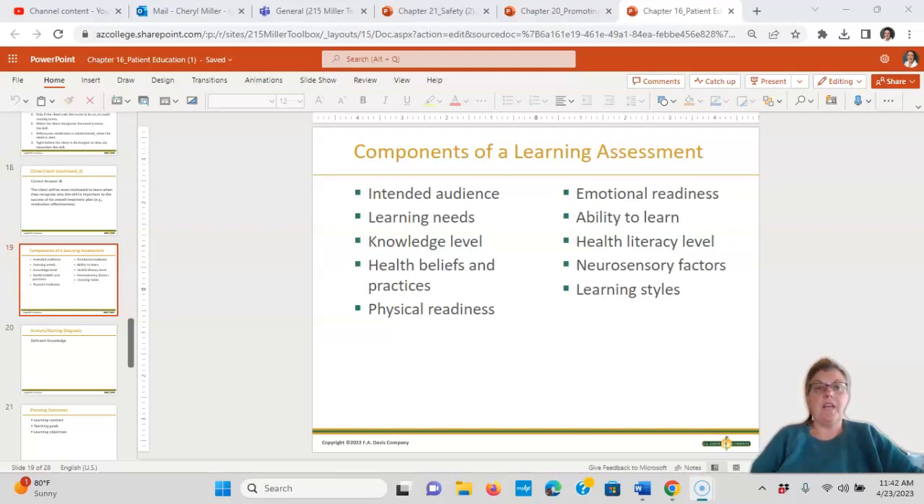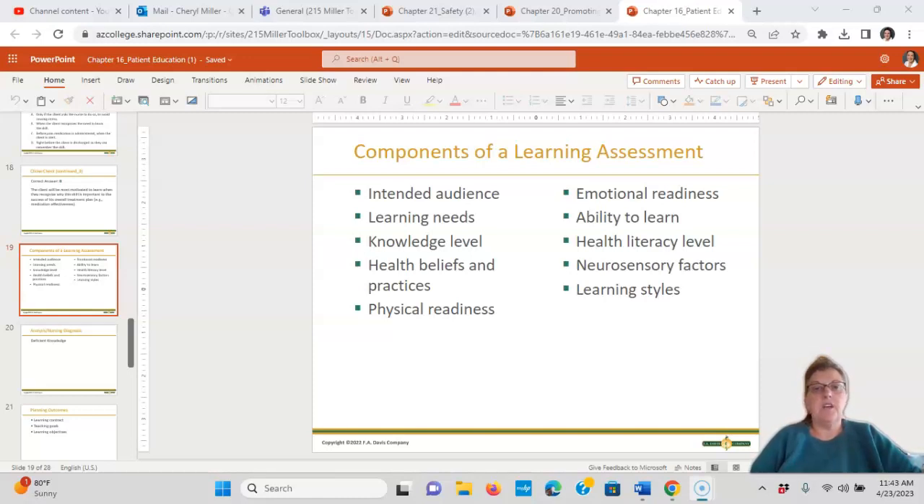Learning needs, so you've already identified what they know and what they don't, so that you don't have to waste time reiterating how to read a syringe on someone who's done insulin injections for 20 years. Knowledge level, same kind of thing. So where are they at? If they have a 6th grade reading level, that makes it a little different than a master's degree. Health beliefs and practices. So if they're not going to use the insulin because they feel that that's not beneficial or they don't ingest pork, that might be a problem.